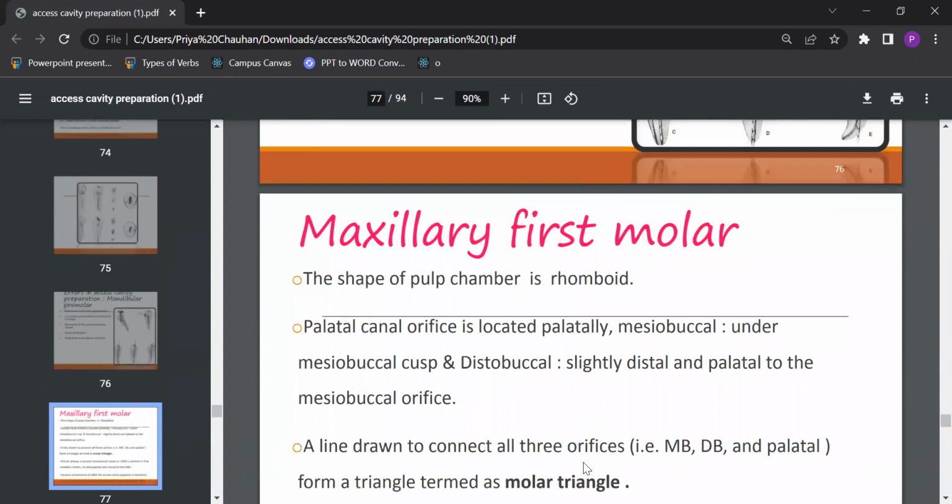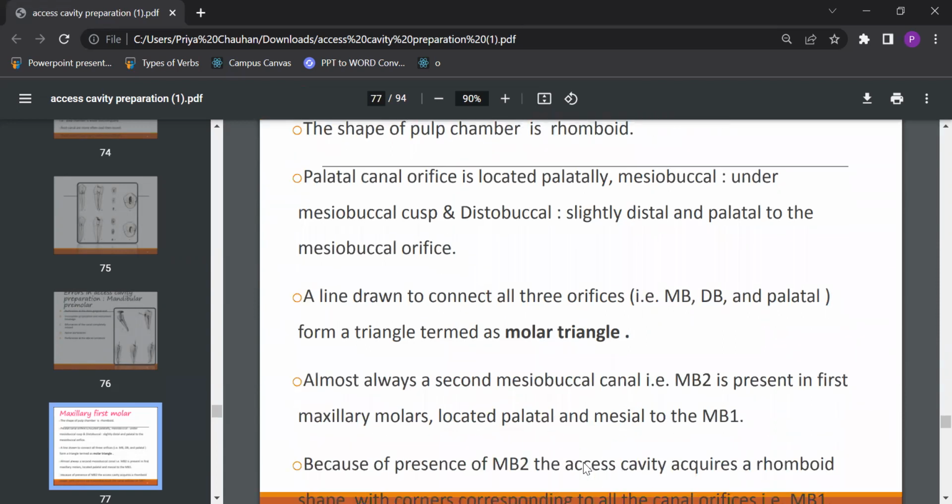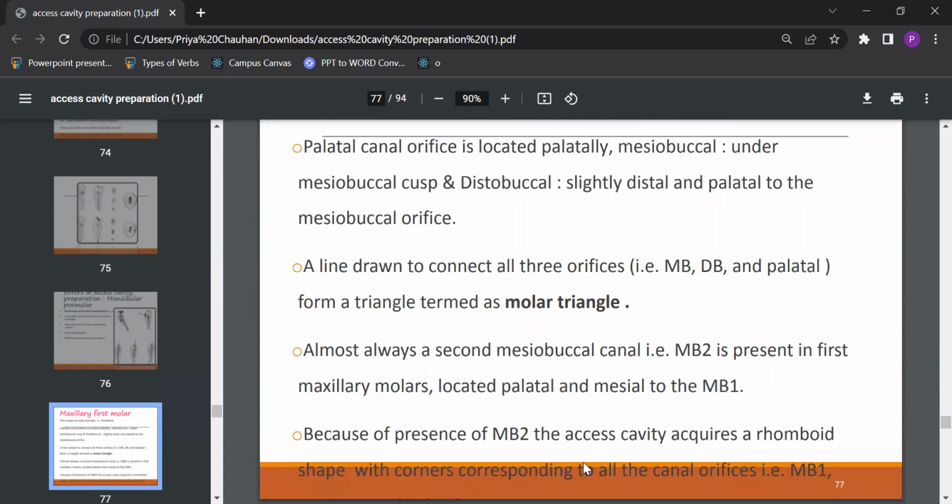Maxillary first molar: the shape of the pulp chamber is rhomboid. The palatal canal orifice is located palatally, the mesiobuccal under the mesiobuccal cusp, and the distobuccal is slightly distal and palatal to the mesiobuccal orifice. A line drawn to connect all three orifices, mesiobuccal, distobuccal, and palatal, forms the triangle termed the molar triangle.